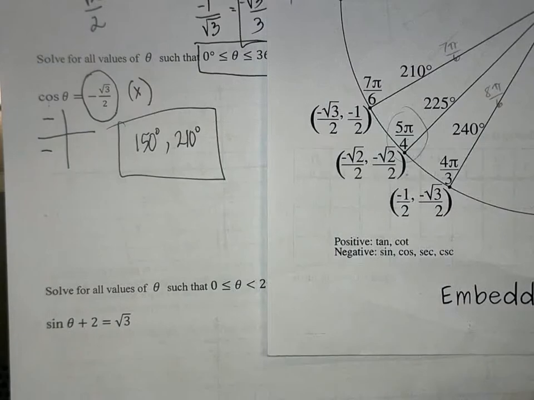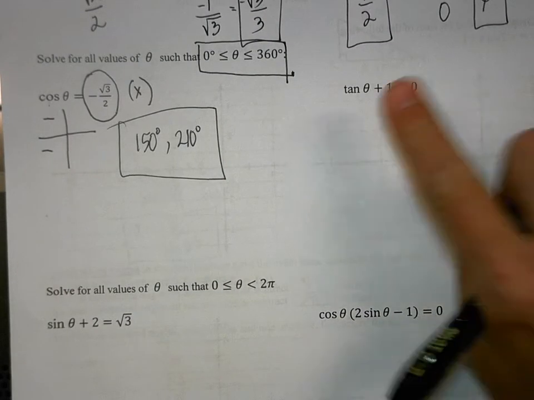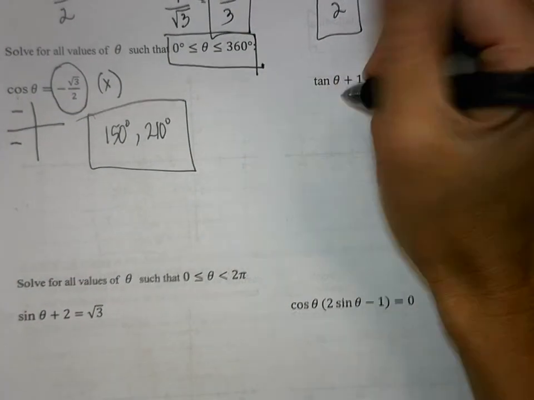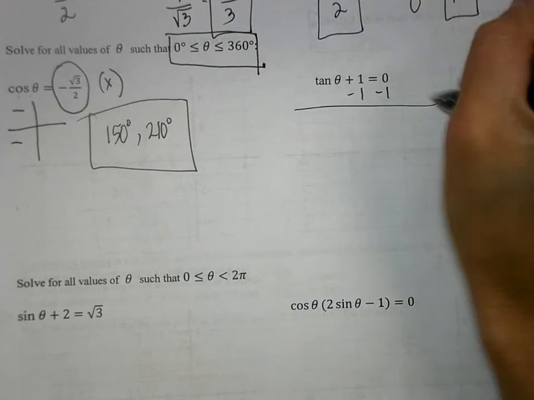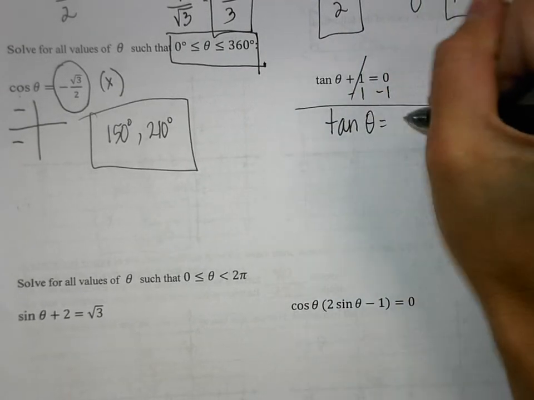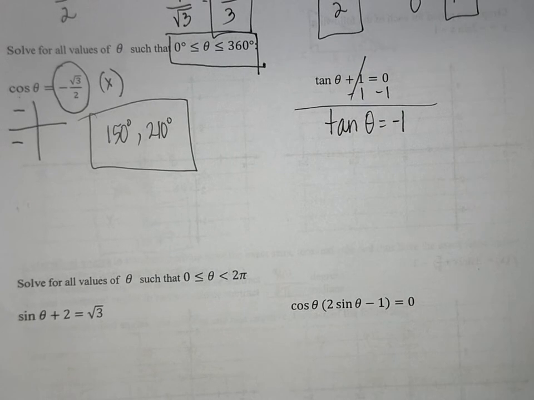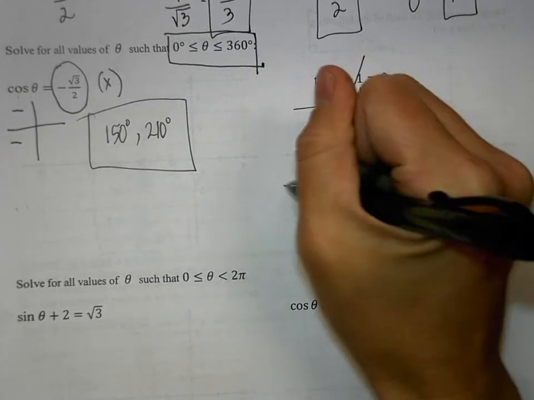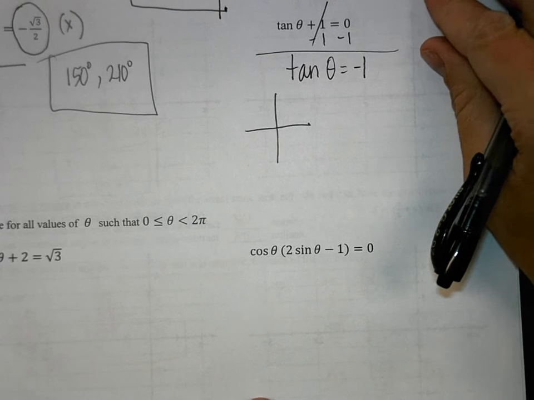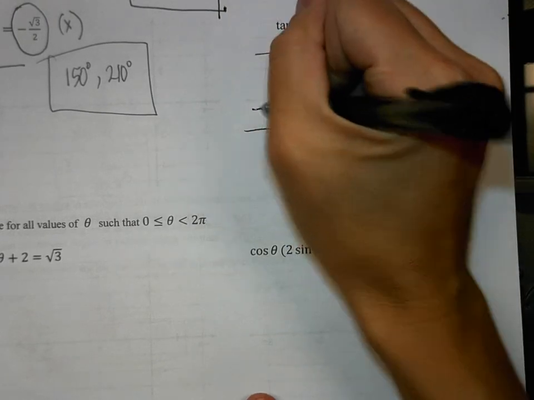Okay, next one. Tangent's not by itself. What do I need to do? Good. Get the trig function by itself. So we have tangent of theta equals negative 1. Where is tangent negative in terms of quadrants? Good. Quadrants 2 and 4 is correct.